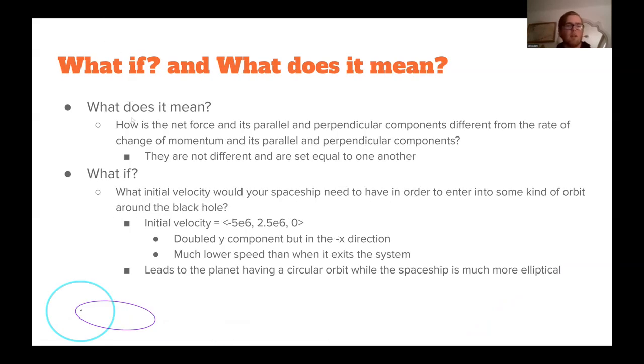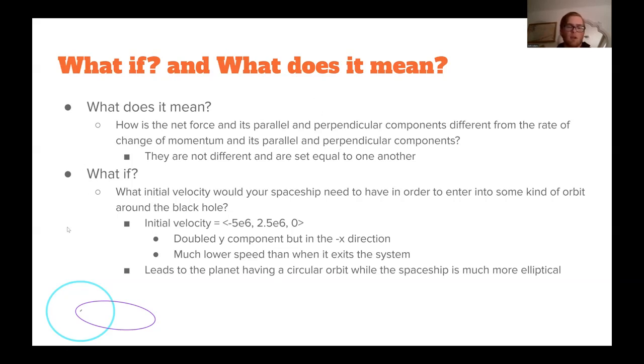What if, and what does it mean? How are the net force and its parallel and perpendicular components different from the rate of change of momentum and its parallel and perpendicular components? In this experiment, they are not different, and they end up being set equal to each other.